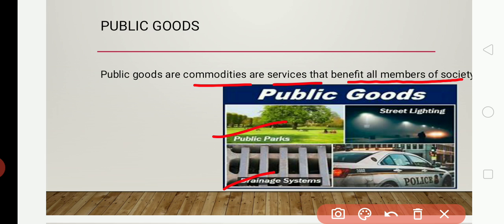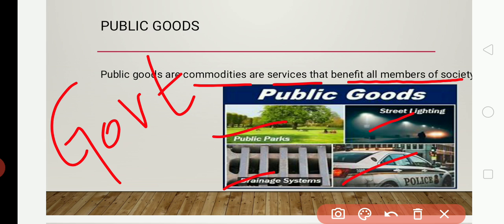And the drainage system. Who will clean all the drainages? It is provided by the government. And street lights, who will do that? Government. And police, laws, justice, all of it is framed by the government. So who will supply the public goods? Obviously the government. And the government benefits all the members of the society on a common ground. It is provided by the government.